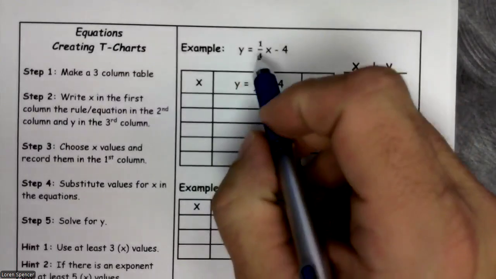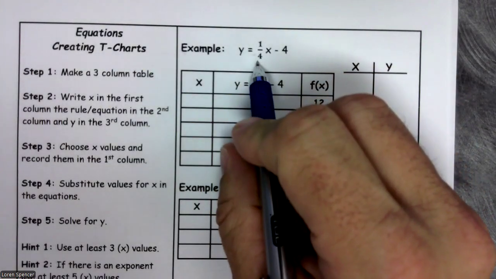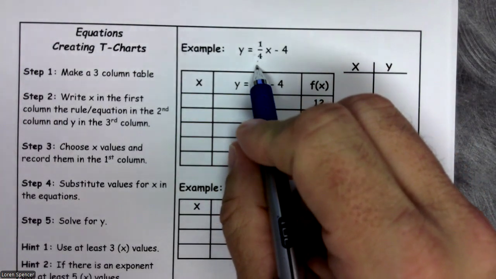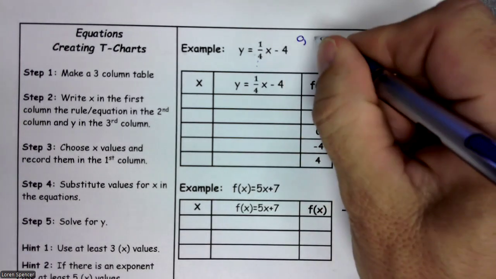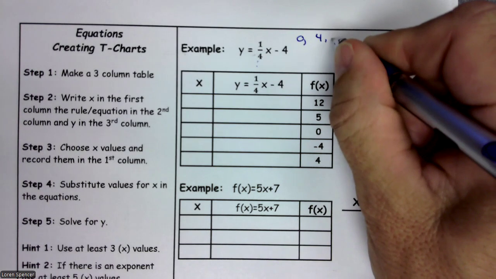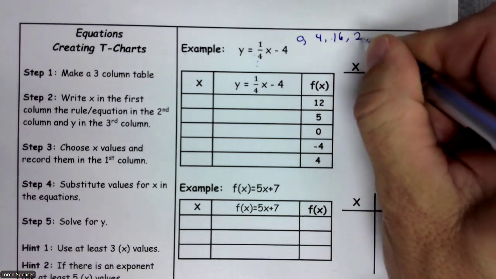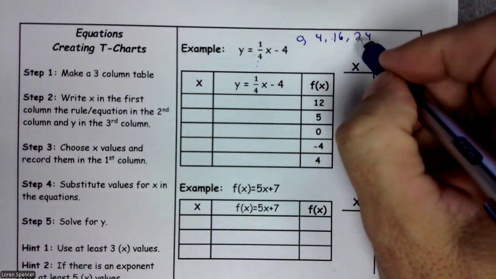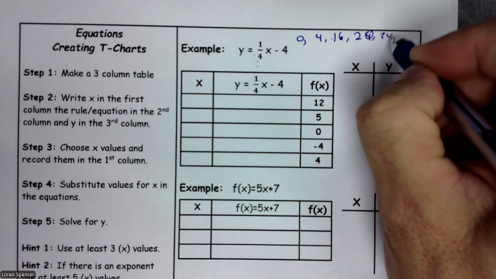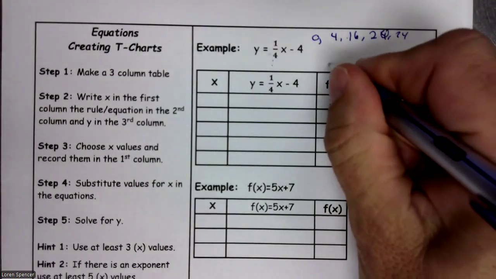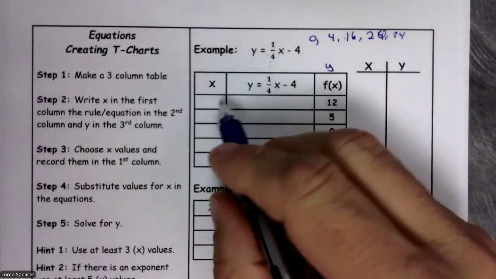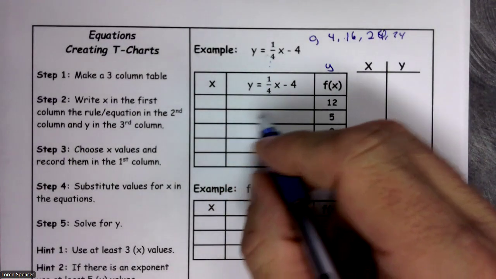Doing it again. This time we have a fraction again. All right? And so we always want to start with 0. So 0, 4, 16, 24, etc., or 20, 24. We're going to do multiples of 4. But this time they gave us the y, and we're supposed to find the x.